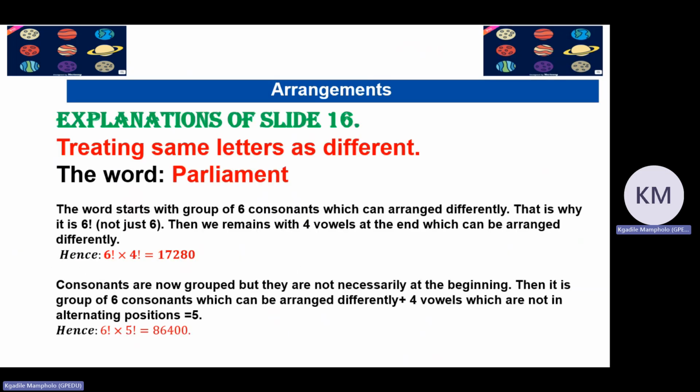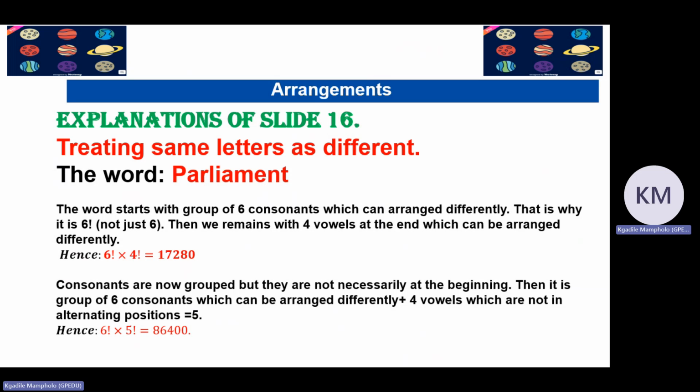Explanation here: the word starts with a group of 6 consonants which can be arranged differently. I forgot to put B here. That is why it is 6 factorial, not just 6, not like the one when we said the word starts with a consonant. This one is not starting with one consonant. It means all the consonants are at the beginning, but they can be arranged differently, and then from number 7 to number 10, there will be vowels, and these vowels can still be arranged differently. Then you have 6 factorial times 4 factorial, which is 17,280.